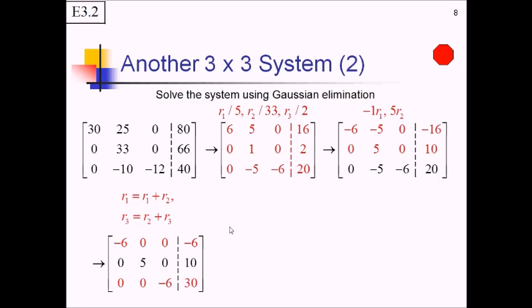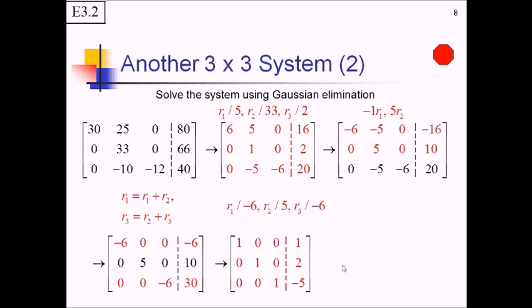Time to divide. Row 1 by -6, row 2 by 5, row 3 by -6. So row 1, I've got a 1, zeros, and a 1. Row 2, we've got 0, 1, 0, and 2. And row 3, we've got 0, 0, 1, and negative 5. So we've got x equals 1, y equals 2, z equals negative 5.